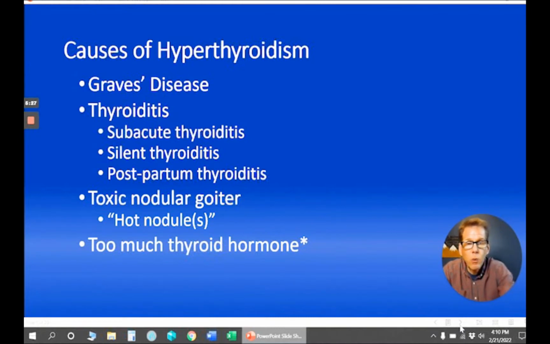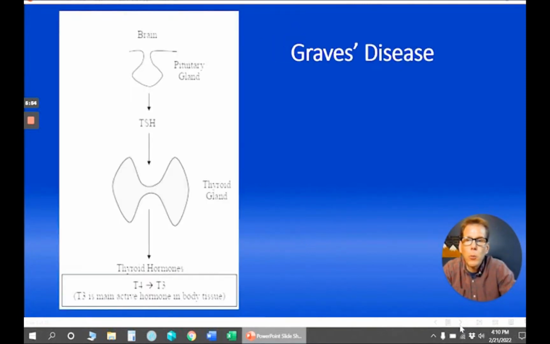Now, some people have what we call toxic thyroid nodules or autonomous thyroid nodules, or you'll hear this term hot nodules. These are nodules that make too much thyroid hormone. And then a very common reason that people have too much thyroid hormone in the blood is that they are taking thyroid hormone and their dose is a little bit too big. And so we're not really going to focus in on that one for this talk.